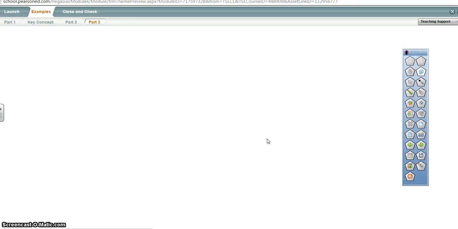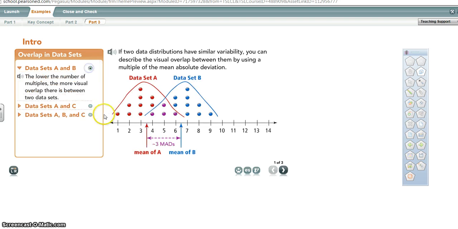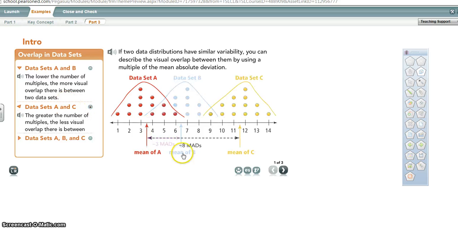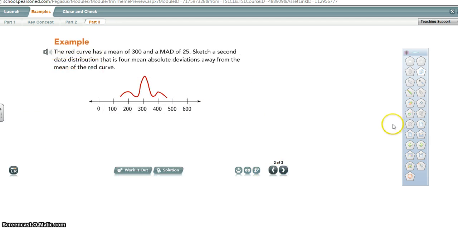Remember, today's focus is on that overlap, which mean absolute deviation can help us understand. Like we already mentioned, the lower the multiples of mean absolute deviation it takes to get from one set to the next, the more they overlap. If it takes more multiples, they're further away from each other and there's less overlap. So you can see them all together here. All right, so then we can do a couple more examples and we'll be done with this lesson.